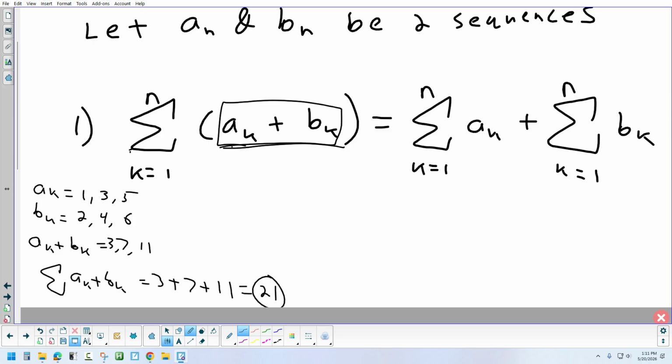Now, the right-hand side is a different way of getting the same result. It says to first add together all the numbers in sequence a. So if you want to figure out what this is, you're going to do 1 plus 3 plus 5.